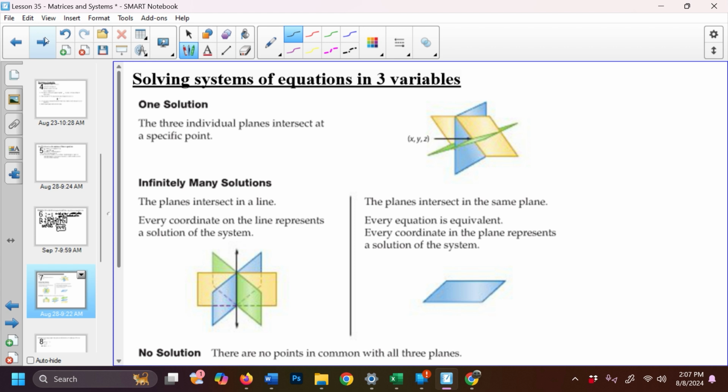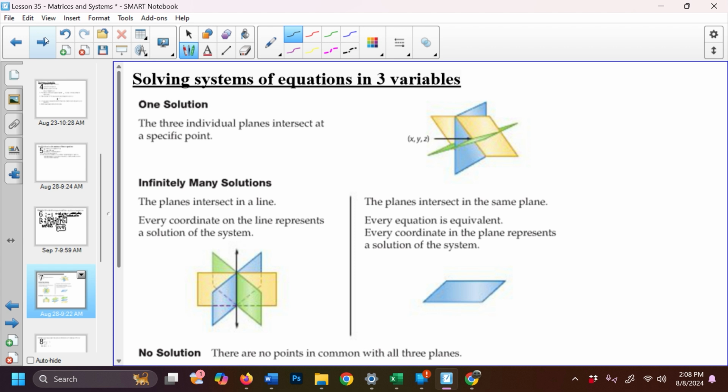In yesterday's lesson, we talked about ways that systems of equations in 2 variables could have no solution or infinite solutions. For example, if they were parallel, there would be no solution. If the lines laid on top of each other, there was an infinite solution.